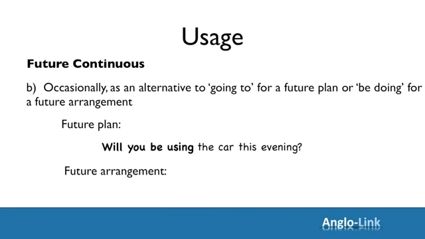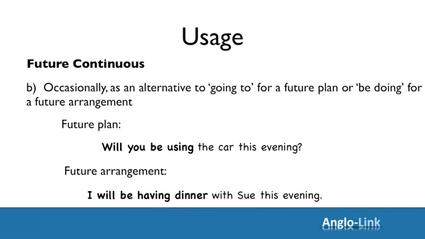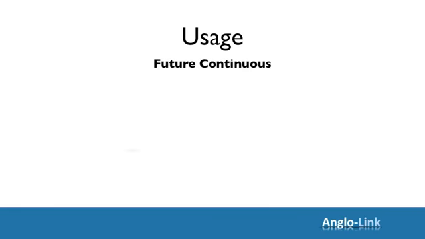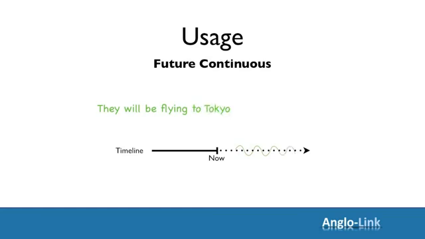For a future arrangement, we saw that we use the present continuous tense. I'm having dinner with Sue this evening. Once again, the future continuous tense can replace this form. I will be having dinner with Sue this evening. Okay, let's have a look at the timeline for the future continuous tense. They will be flying to Tokyo this time tomorrow.